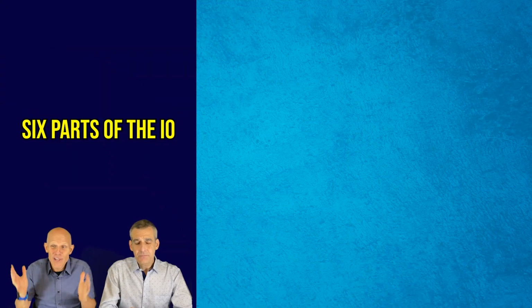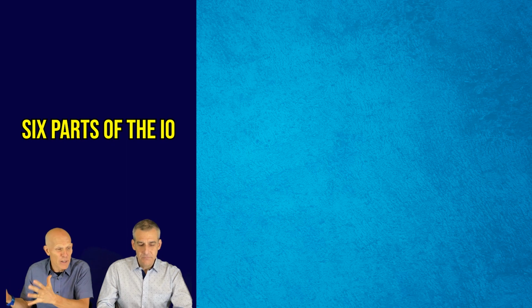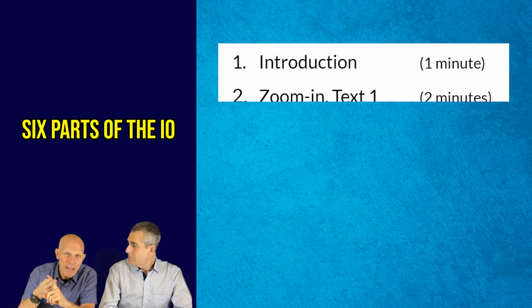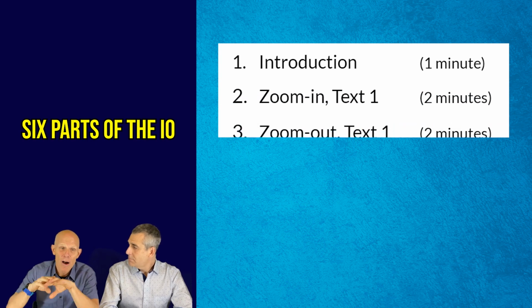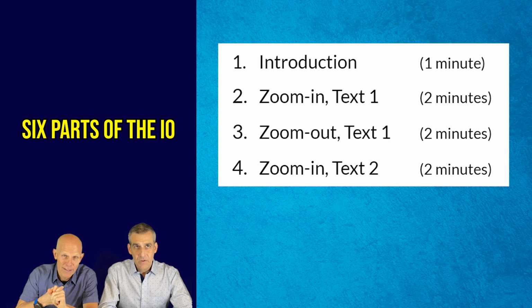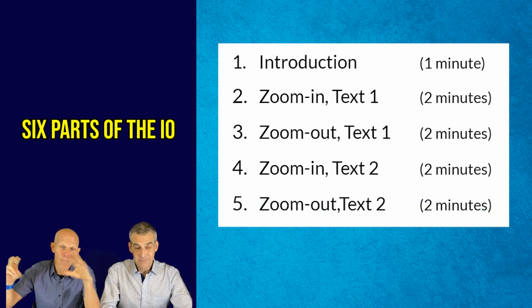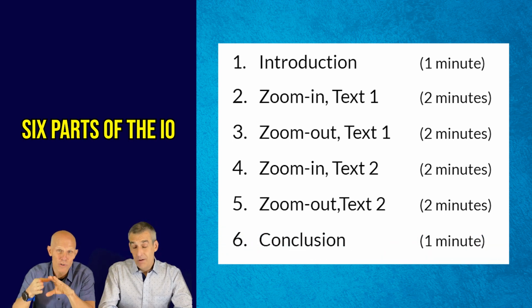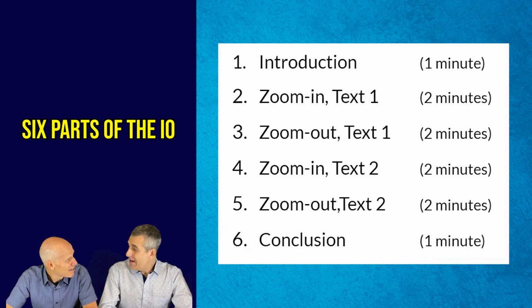Yeah, so whether you like it or not, there are sort of six parts of the IO, seven if you include the question and answer. We have an introduction. We have to zoom in on our extract. We have to zoom out on the work as a whole. Then we have to zoom in on our second extract. And then we have to zoom out on our body of work as a whole for our second text. And finally, we want to hit a conclusion. That's six pieces. There are so many moving parts here.